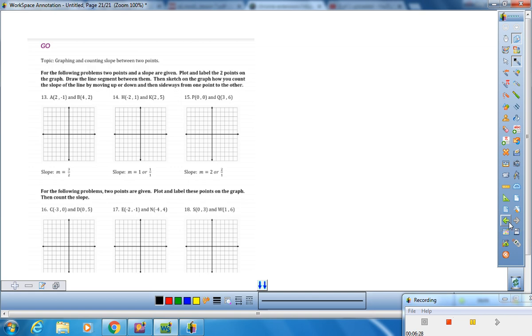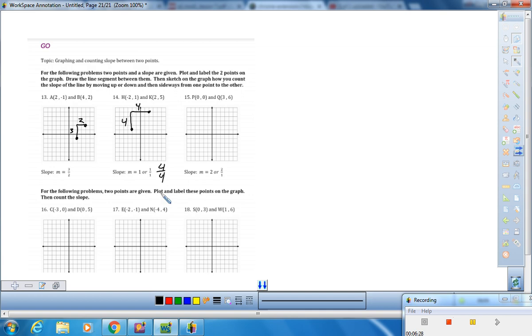All right, this is pretty simple. We're going to focus on slope here. So A is at 2, -1. B is at 4, 2. It tells you that the slope is 3, and they want you to see that it's up 3 over 2. Okay? H is at -2, 1. K is at 2, 5. The slope is 1. Notice it's up 4 over 4. So 4 over 4 reduces to 1 over 1.